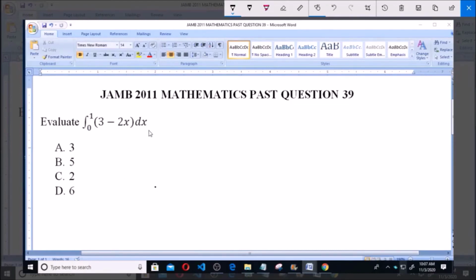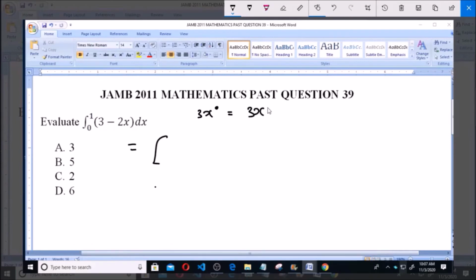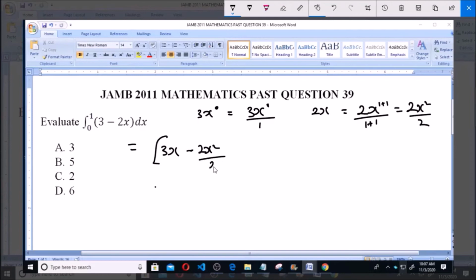Now, integrating this, we'll have 3x. The 3 here represents 3x raised to the power of 0. So integrating 3x to the power of 0 gives us 3x to the power of 1 all over 1, which is definitely 3x. Then minus the integral of 2x. Integrating 2x gives us 2x raised to the power of 1 plus 1 all over 1 plus 1, which gives 2x to the power of 2 all over 2. So we have 2x squared all over 2.